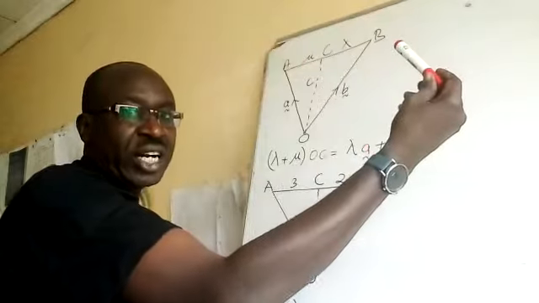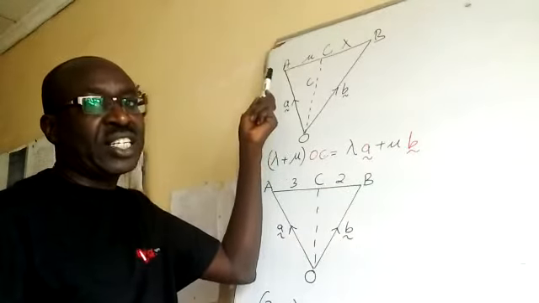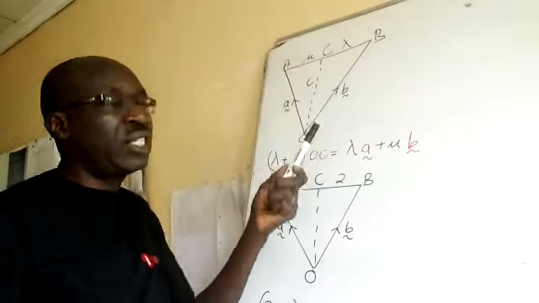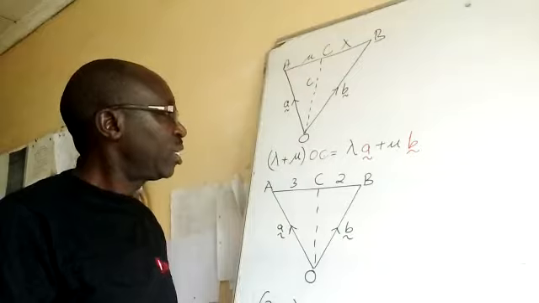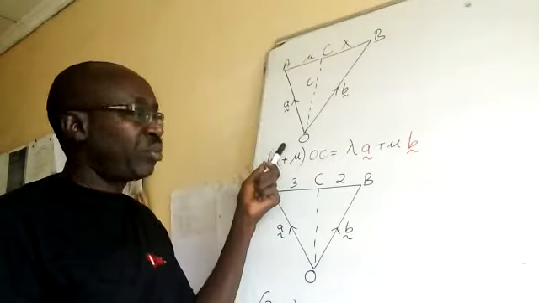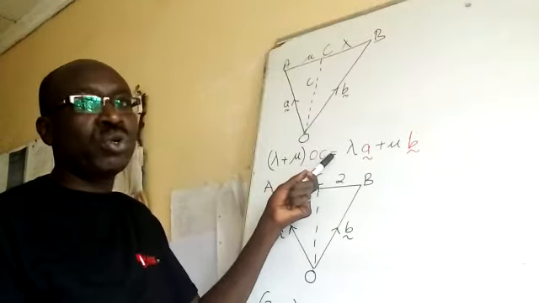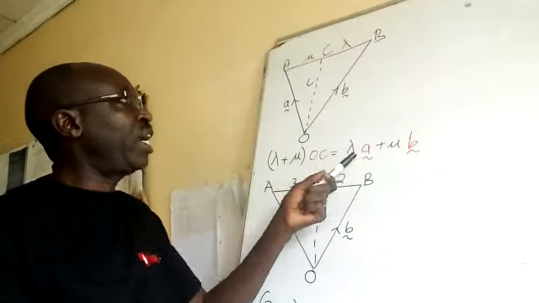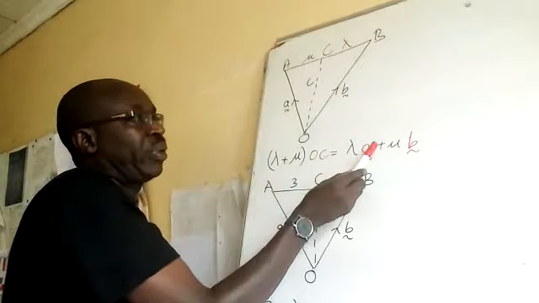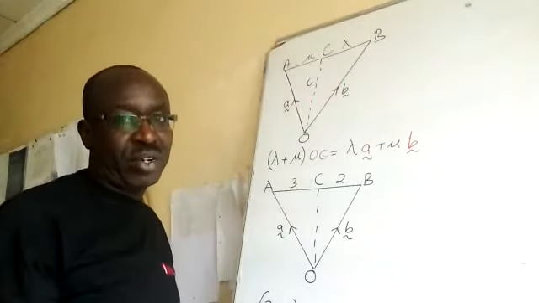lambda, the ratio on the right, multiplies the vector on the left, and vice versa. The ratio on the left multiplies the vector on the right, so that you come up with the sum times the middle movement is equal to lambda vector A plus mu vector B. Okay?